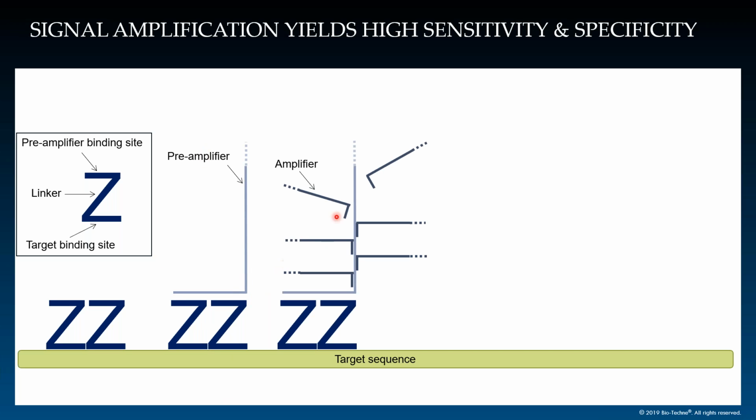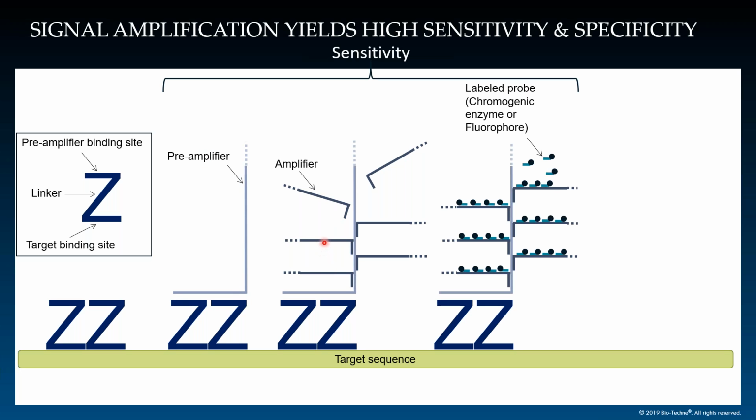To the preamplifier, the amplifiers bind on, followed by which you have your chromogenically or fluorescently labeled probes binding onto the amplifier. This sequential amplification strategy allows for building an amplification tree that gives you high sensitivity of detection, allowing even the lowest expressing targets to be detected using this assay.